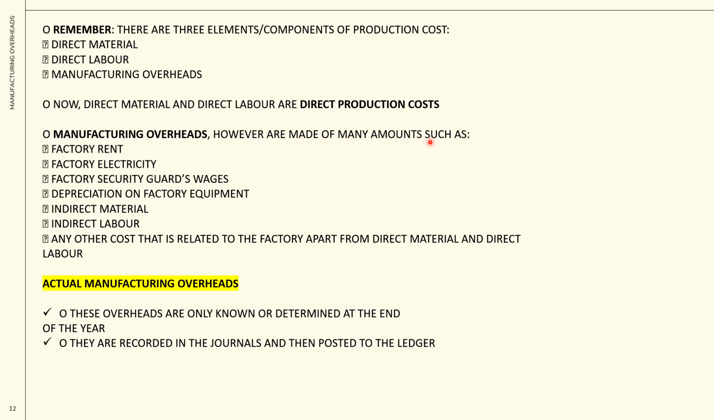They are made of many amounts such as factory rent, factory electricity, factory security guard wages, factory depreciation, indirect material, indirect labor, and any other cost that is related to the factory, apart from direct material and direct labor. So any cost in the factory which is not direct material and direct labor is an indirect cost. It falls under the account of manufacturing overheads. Okay.